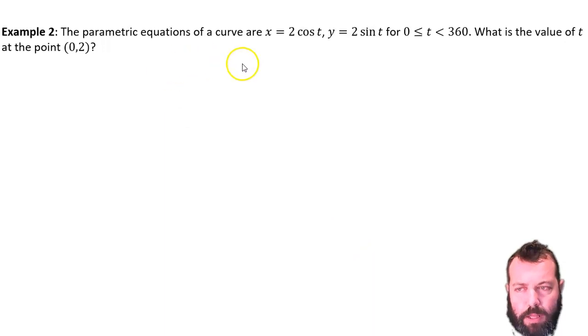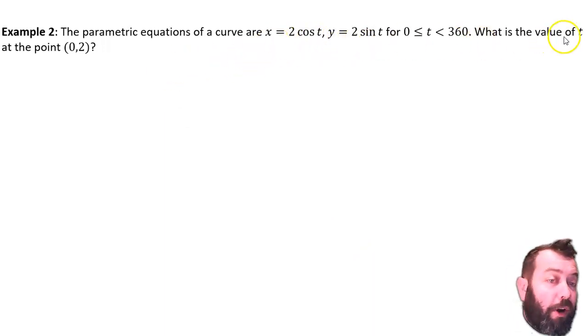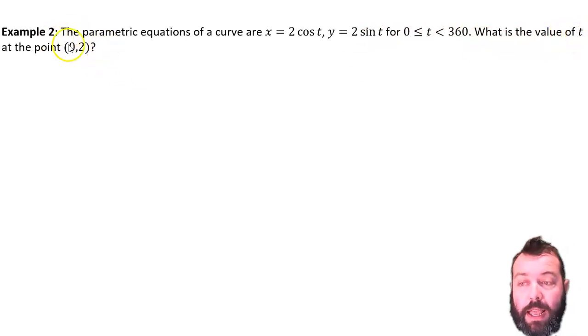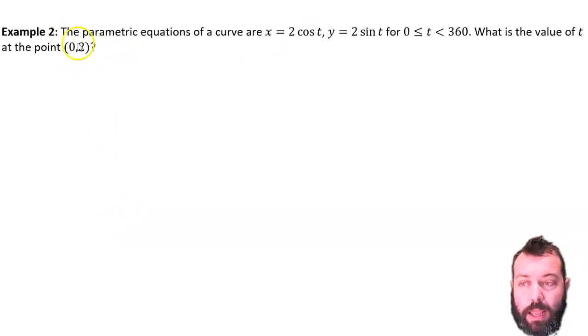Now, a different example. I have the parametric equations, and I want to find the value of the parameter at some point on the curve. This relies on that point being on the curve. Of course it will be. So that means that x equals 0. I'm going to replace the x with a 0. And that y equals 2. So I substitute 2 for the y.